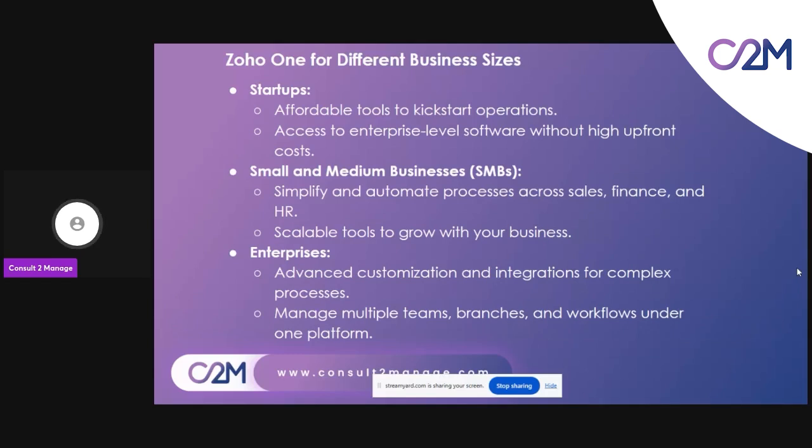So Zoho One for different business cases: startups, small and medium-sized businesses, enterprises. So when we talk about startups, we talk about affordable tools to kickstart operations, access to enterprise-level software without high upfront cost. Small and medium businesses, meaning SMBs: simplify and automate processes across sales, finance, and HR. Scalable tools to grow with your business. In an enterprise, we have advanced customization and integration for complex processes, and we can manage multiple teams, branches, and workflows under one platform.